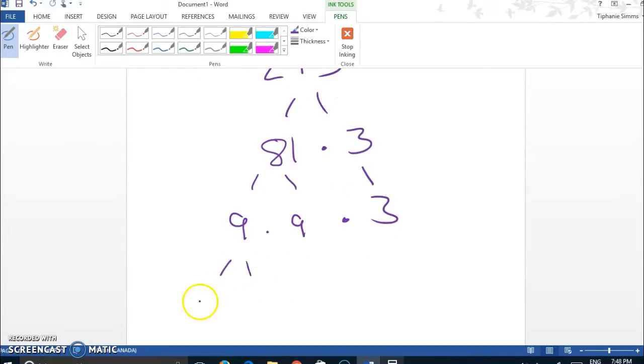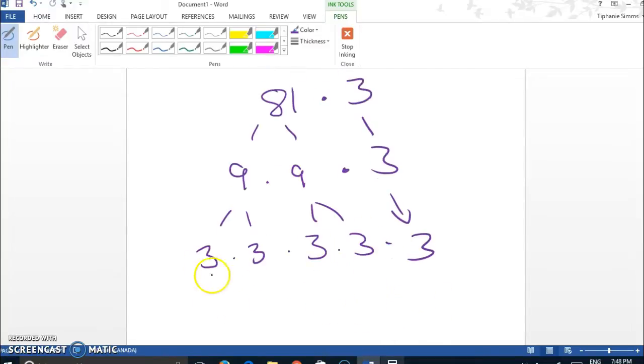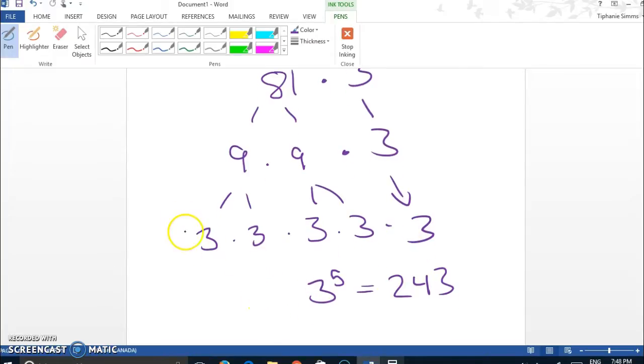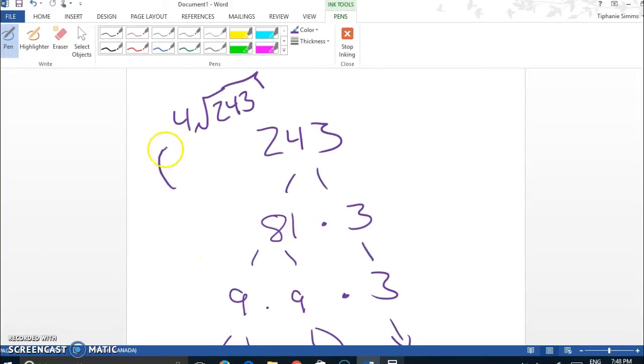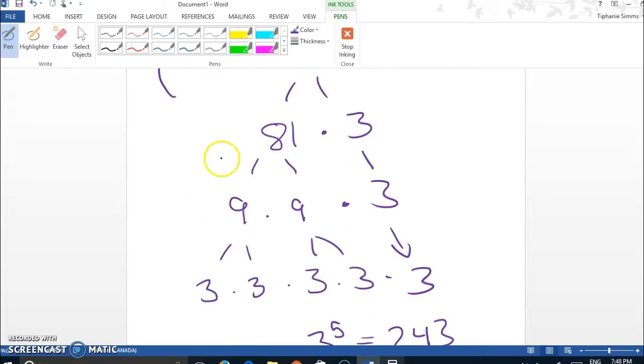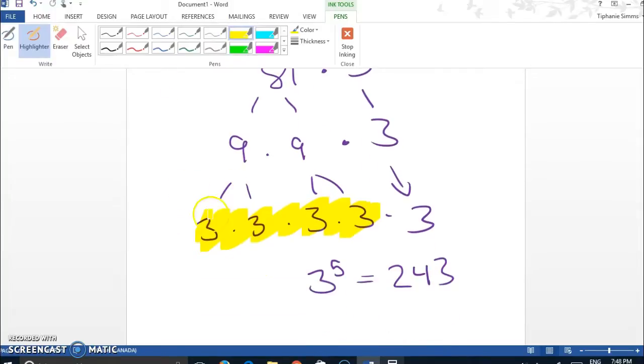Let's keep going. 9 breaks down. 3 times 3 times 3 times 3. That's this 9 too. And then I'll carry this guy down. Times 3. So you can see that I have 3 to the 5th equals 243. Right? I have 5 3's. But I only want 4 3's because again, up here we're dealing with the 4th root of something. So what I'm going to do is pick 4 of those 3's right there. So I will write this as 3 to the 4th.